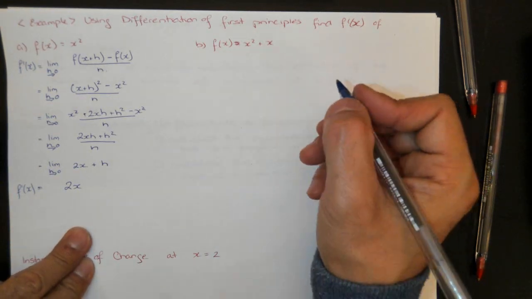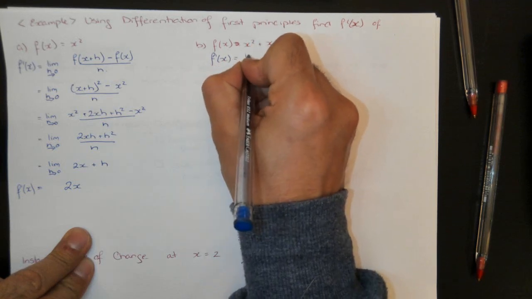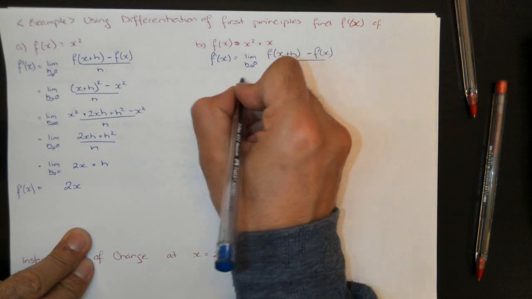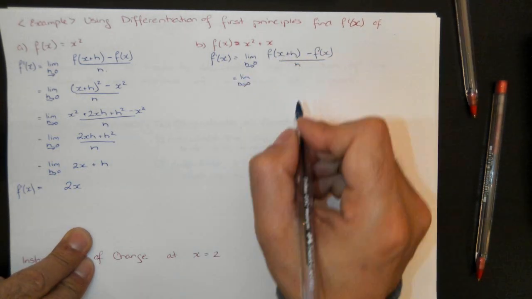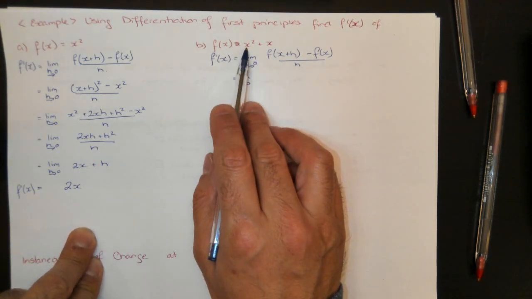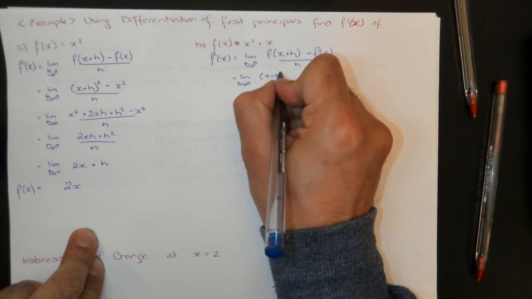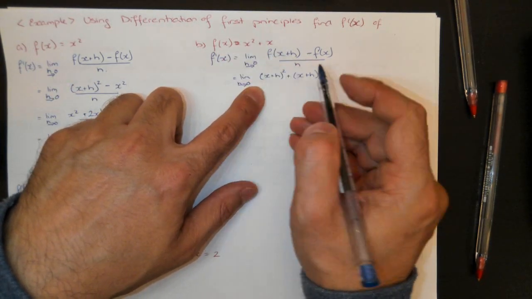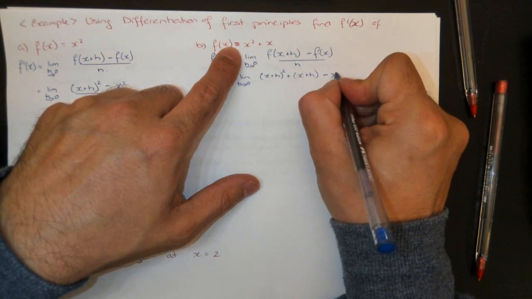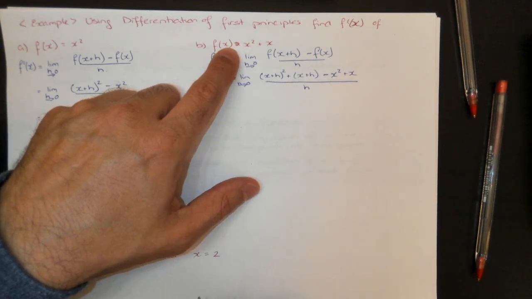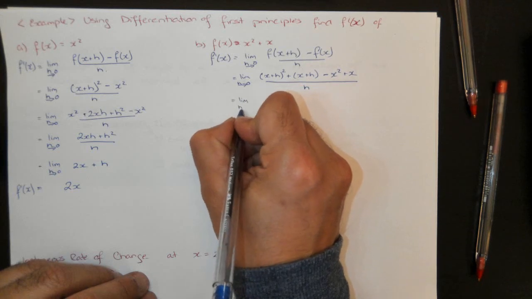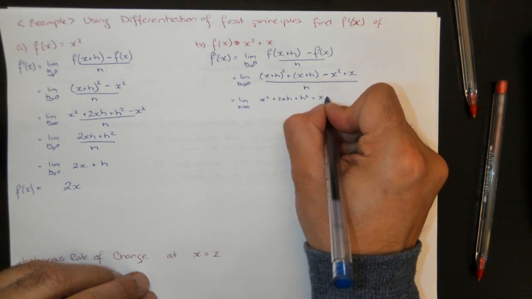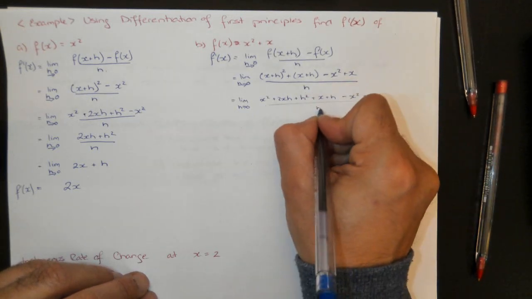Okay, let's try this one. Using the formula, f dash x is the limit as h approaches 0 of f of x plus h minus f of x, all over h. So for x plus h, every time I see an x in my original function, I have to write x plus h. That's the squared. And now I have to write x plus h again. That is that part. I'm going to minus the original function, and that's all over h. Let's expand the top. We get x squared plus 2xh plus h squared plus x plus h, minus x squared plus x, all over h. Let's collect like terms.